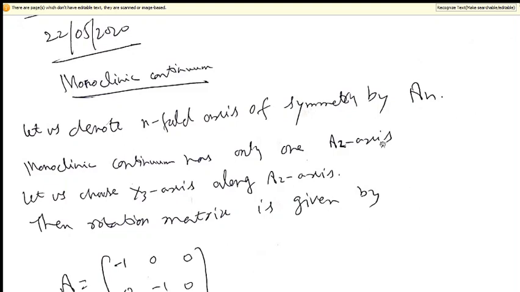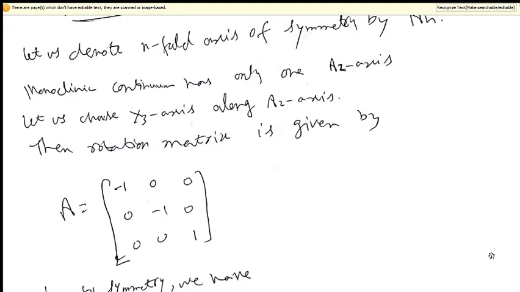So let us choose the x3 axis along the A2 axis. Now keep in mind that it has only one A2 axis, so we can have any axis along the A2 axis. Any axis means any x1, x2 or x3. There should be only one. You can take x1, you can take x2, you can take x3, but only one axis. Suppose we are choosing that the x3 axis is along the A2 axis.